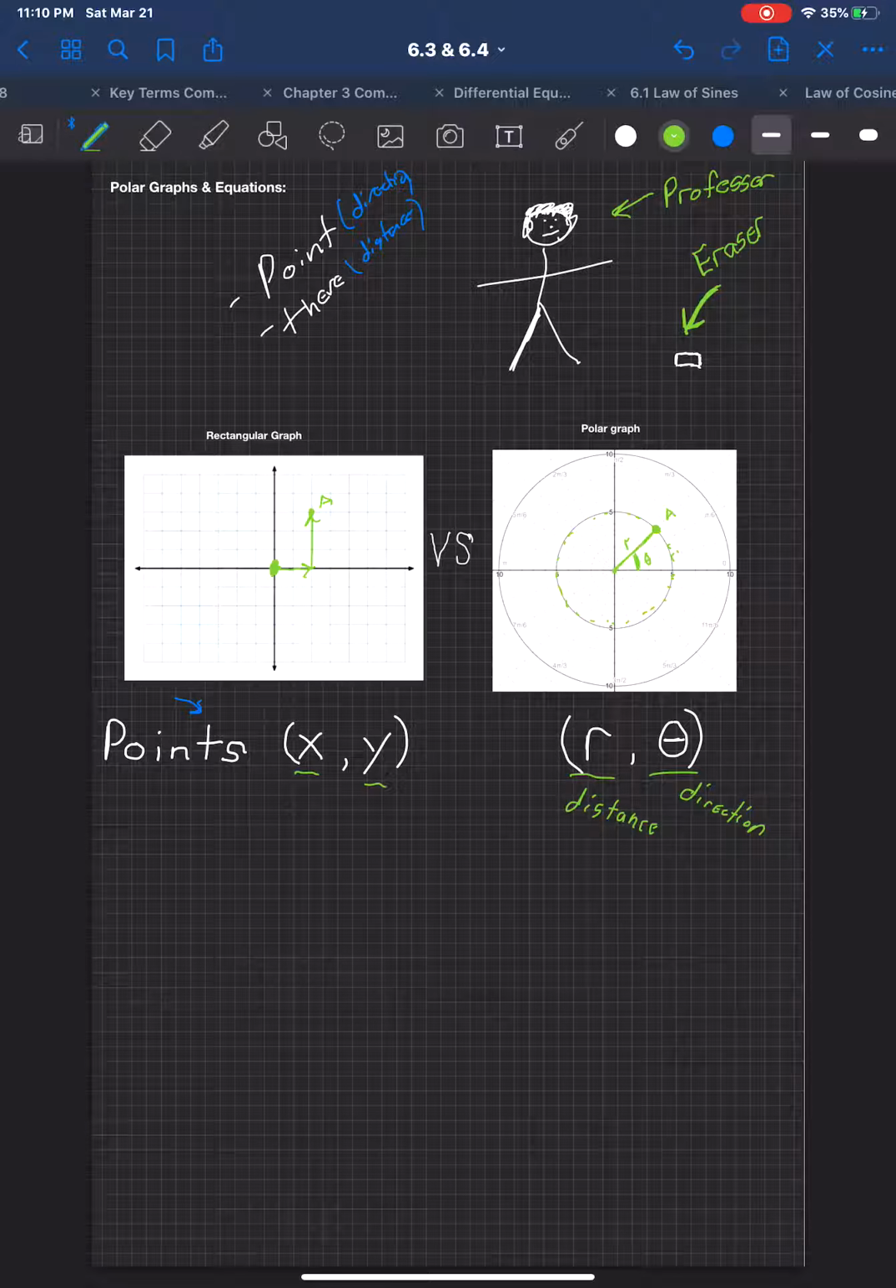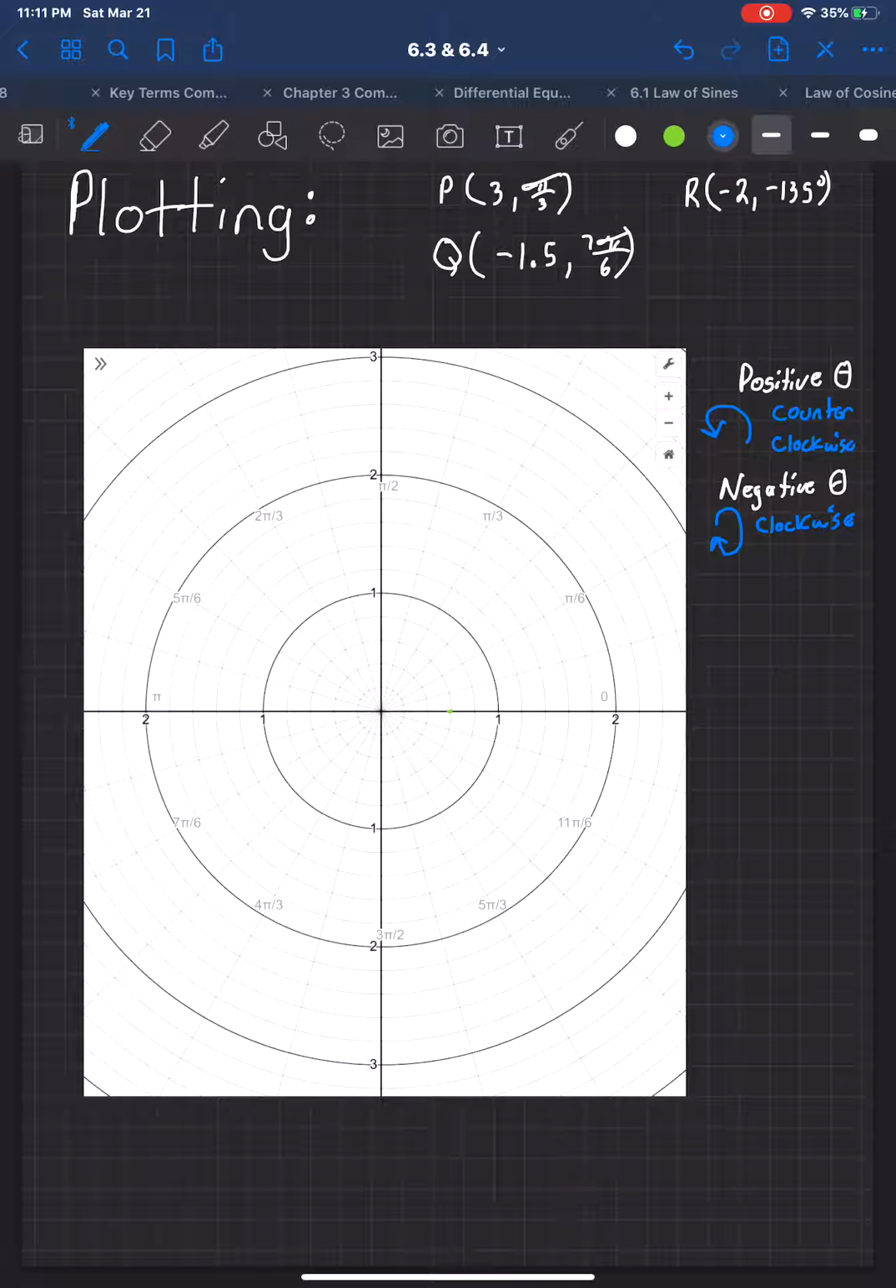Okay, now where do we go from here? Just like when you were first introduced to the rectangular coordinate system, and they probably start plotting points in elementary school, I would assume.